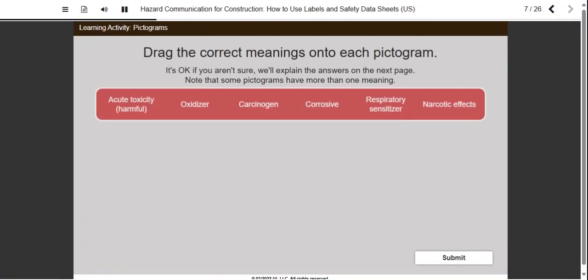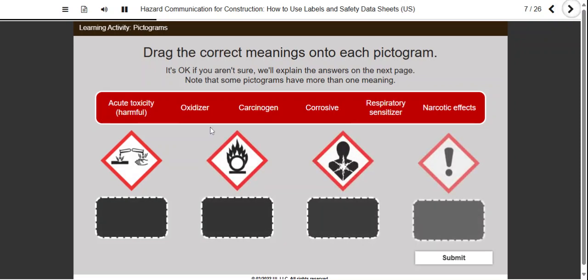Drag the correct meanings onto each pictogram. It's okay if you aren't sure.